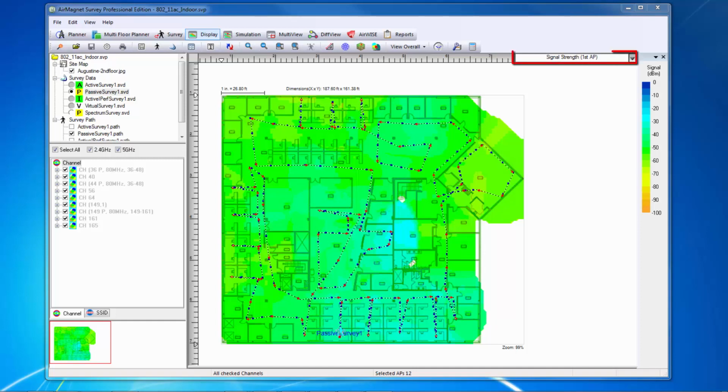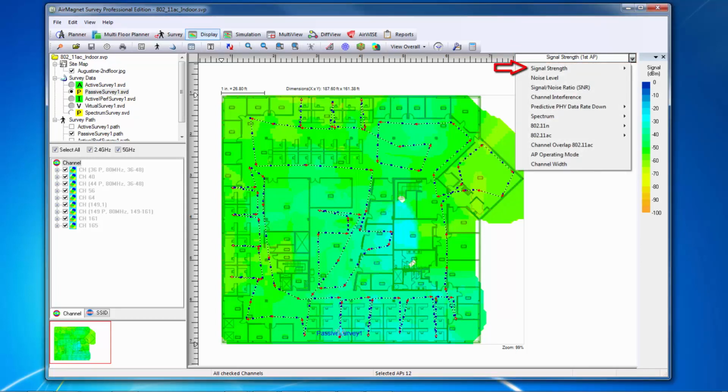The pull-down menu in the top right corner shows us the available heat maps: signal strength, noise level, signal-to-noise ratio, channel interference, predictive PHY data rate, spectrum, 802.11n, 802.11ac, channel overlap for 11ac, AP operating mode, and channel width. Let's start by looking at signal strength.